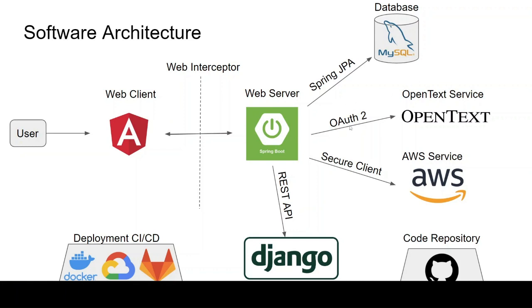And then it also communicates with OpenText services through OAuth2 sessions. And the web server also interacts with the AWS services, the Medical Comprehend service, through their provided secured client. And finally, when we process any image reports, we will communicate with our Django server behind the scene using REST API. And finally, we are using GitHub for our remote code repository.